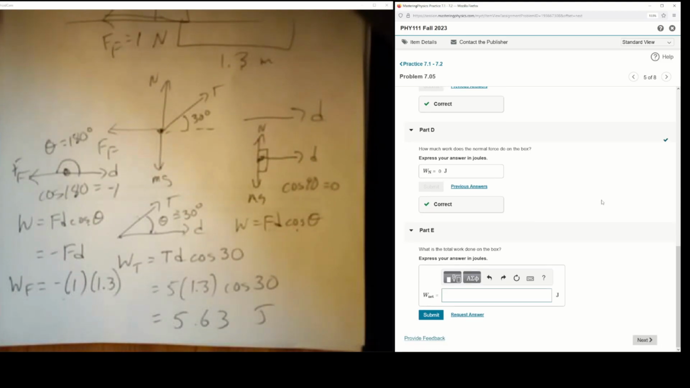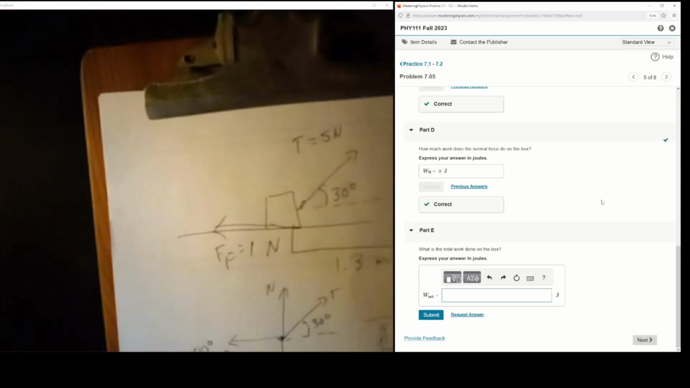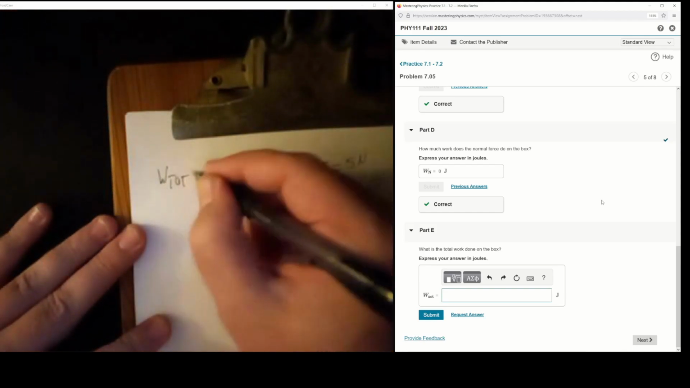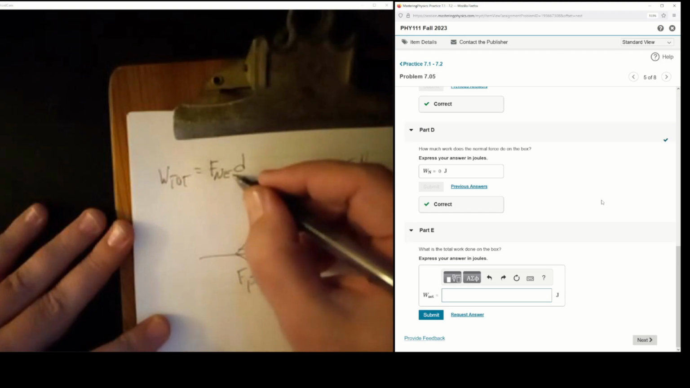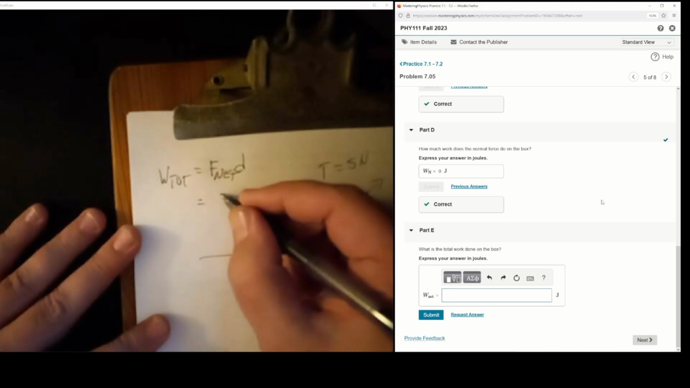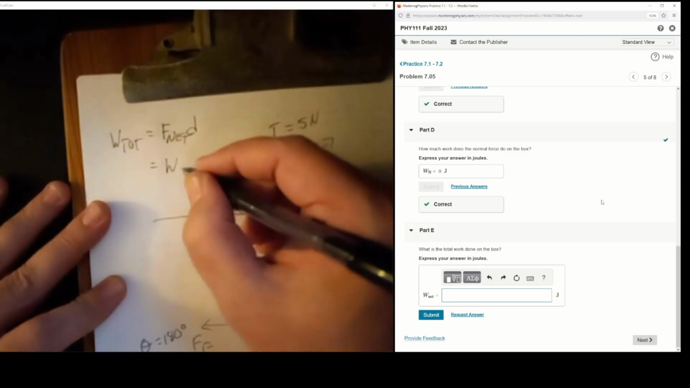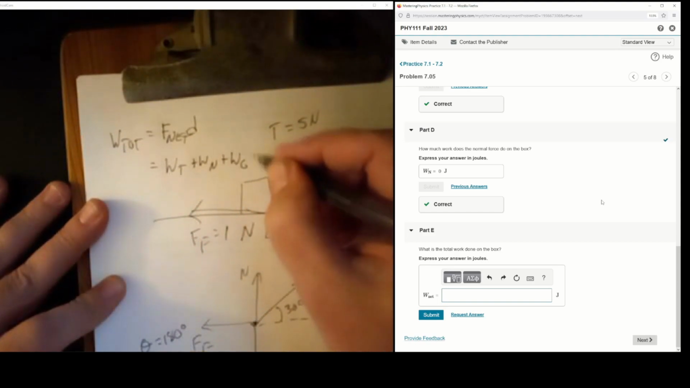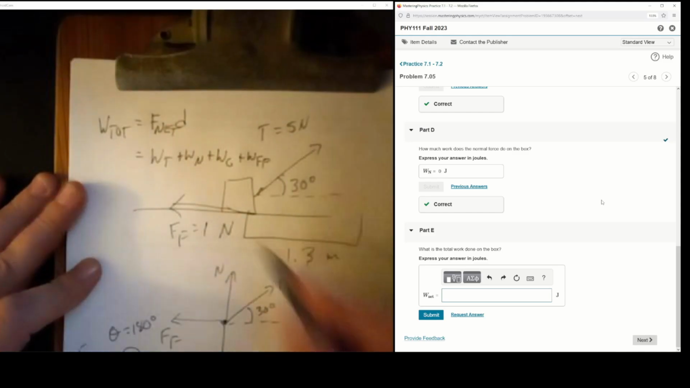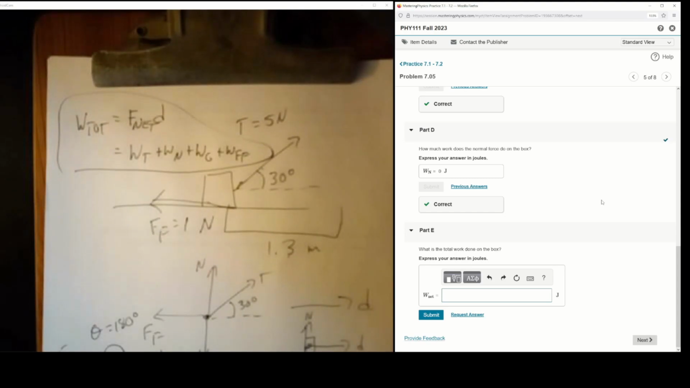And then part E wants to know the total work. And again, there are two ways we can get this. We can get the total work from the net force times displacement, or we can get it by summing up the works from all the forces we have. So we have the work of tension, the work of the normal force, the work of gravity, and the work of friction. So both of these will be equal.